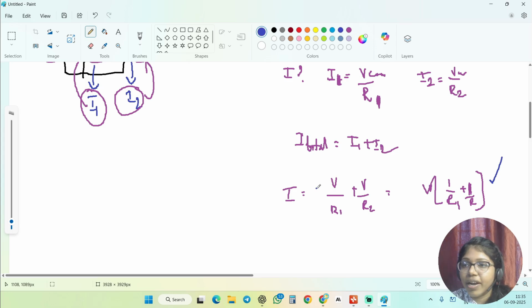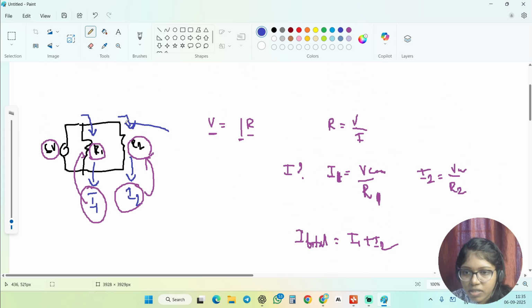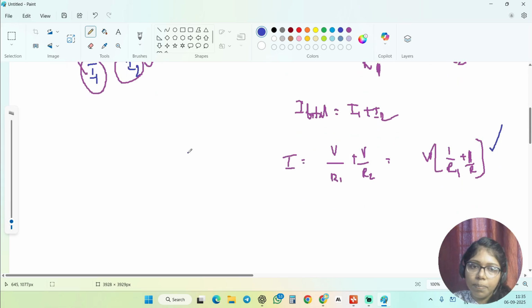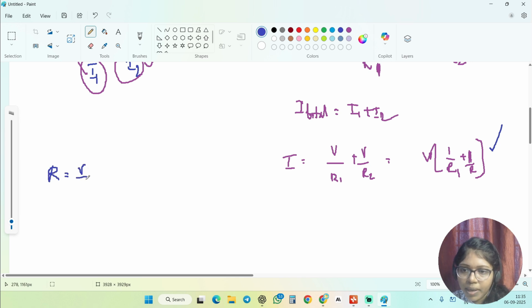Now, if I want to find the total resistance. What is the total resistance value? Because in a parallel circuit, we can't always find the resistance directly, we have to find the total resistance. What we can simply use here is the same R equals V by I. The voltage remains the same, but the current is changing, with respect to voltage.